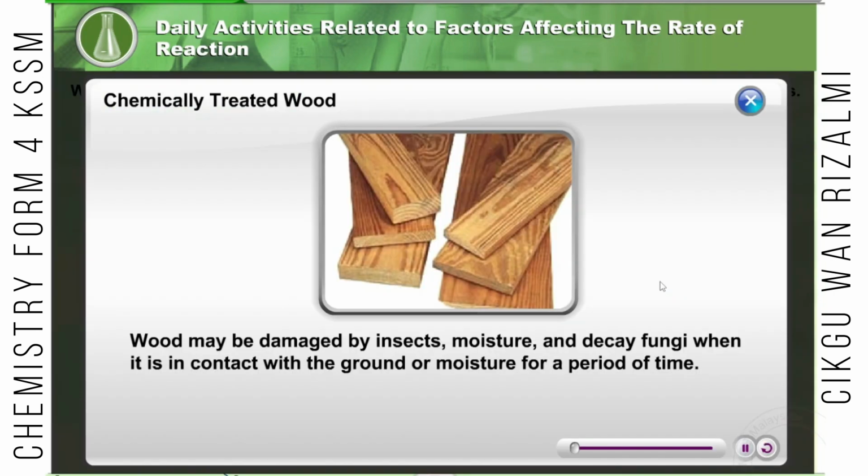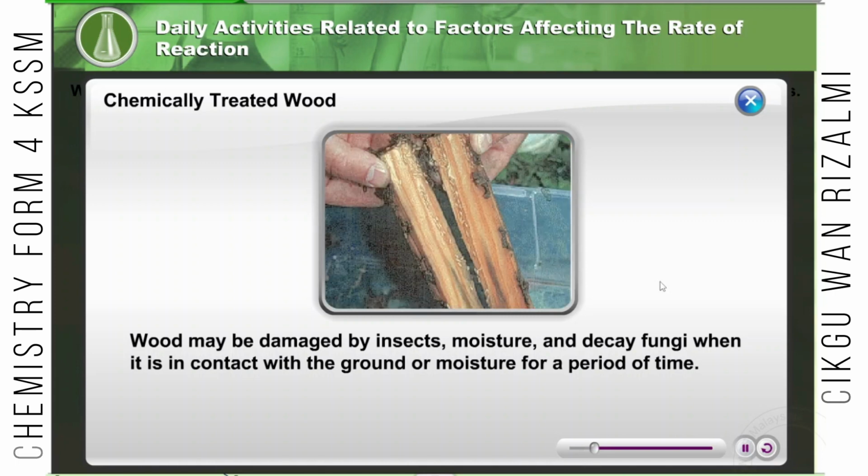Wood is a commonly used building material. However, when it is in contact with the ground or moisture for a period of time, it will be damaged by insects, moisture, and decay fungi.